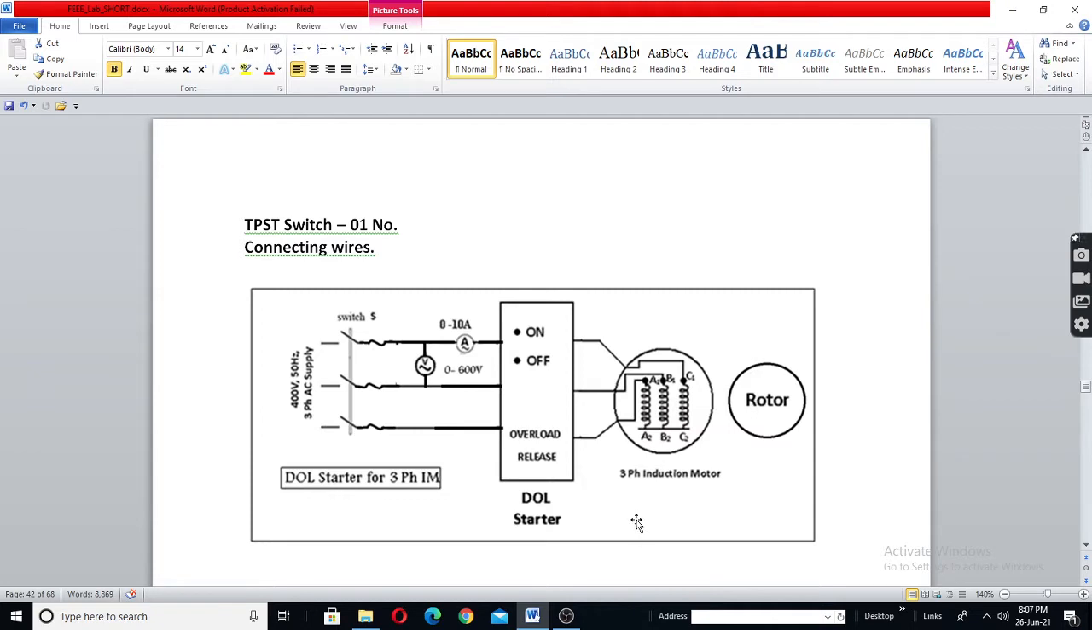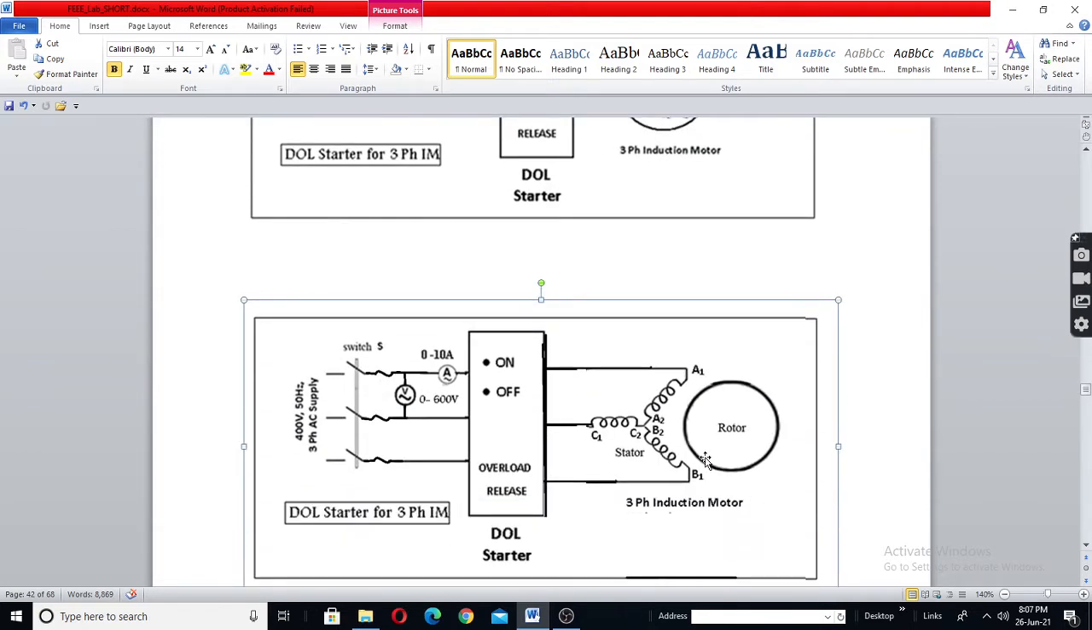Three-phase induction motor. So it has three windings, three phases A, B, C. Each winding will have two ends. Any coil, any wire will have two ends. Coil A will have A1, A2. Coil B, B1, B2. Coil C, C1, C2.